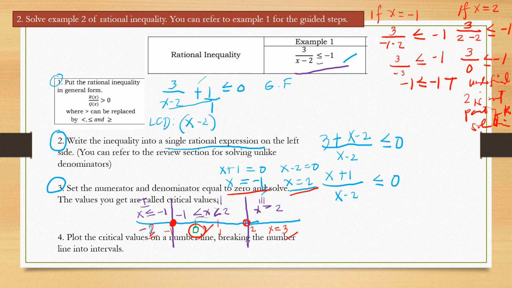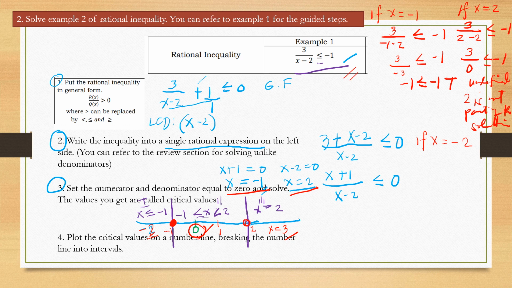Ito ngayon ang gagamitin natin pang test. Kung ang region 1 na to ay kasama sa solution, itong region 2 na to ay kasama sa solution, at ang region 3 kasama ba sa solution? So, from there, let us start with if x is equal to negative 2. Is region 1 part of the solution? Let us check.